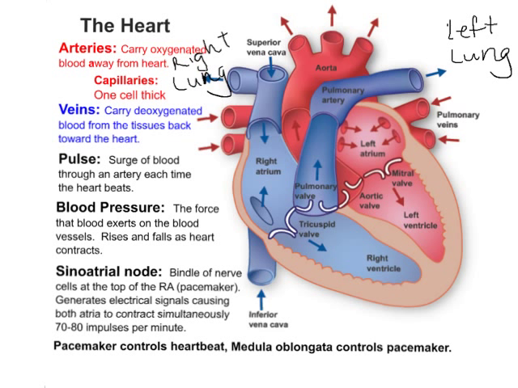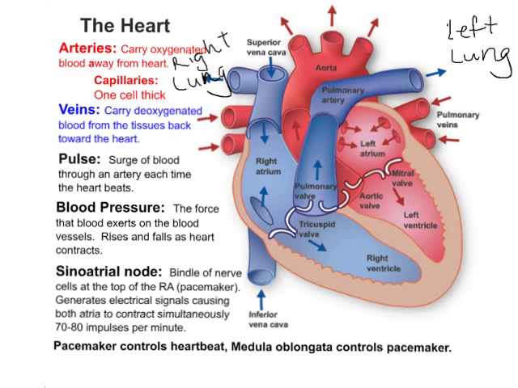Each time the heart beats, a surge of blood flows from the left ventricle into the arteries. Every single time. Every single time the heart beats, there is a movement of the blood in each of these places through the heart. A pulse is the surge of blood through an artery each time the heart beats.